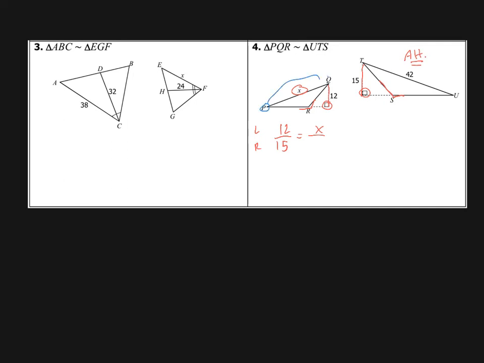But P to Q, first two letters here, U to T, just verifying that 42 is indeed the value that I want. Okay, and now all we're left here to do is cross multiply and solve. So you finish this one. On number 3, come over to number 3.